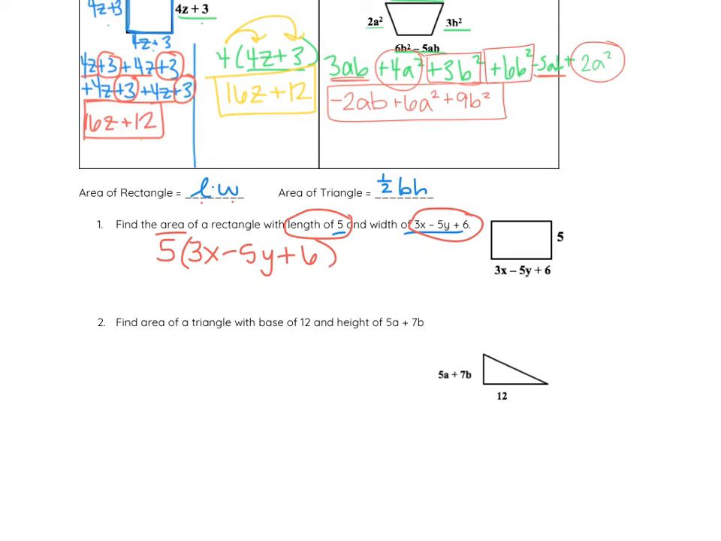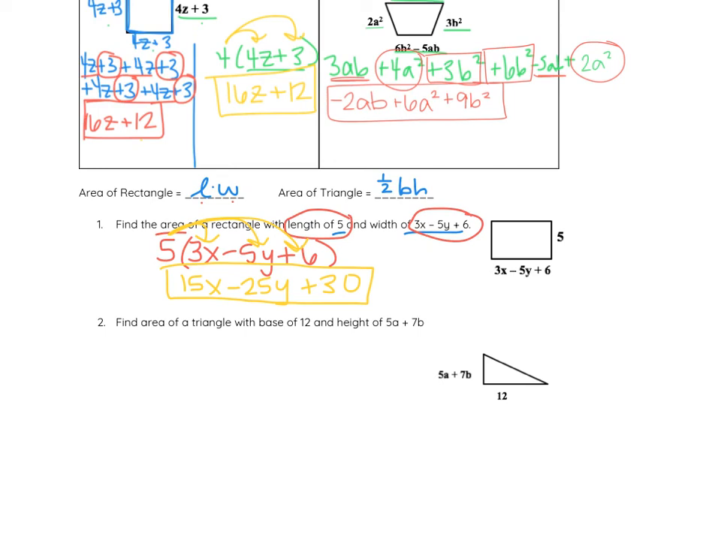Hopefully you can see that we are going to use the distributive property here. So 5 times 3x gives me 15x. 5 times negative 5y is negative 25y. And 5 times 6 is 30. I don't have any like terms that I can combine because I have an x, I have a y, and then I have a constant. Remember, a constant doesn't have a variable attached. So that's my final answer.